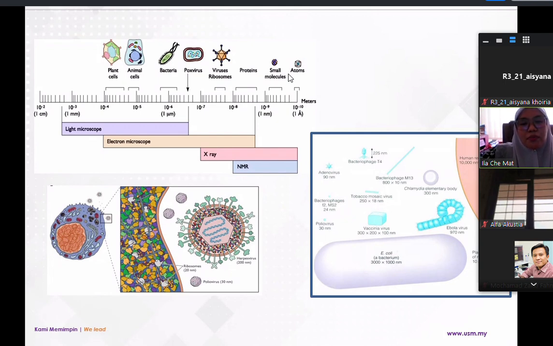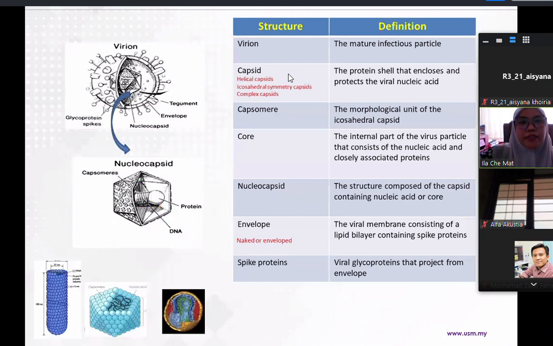You have to use an electron microscope to see the structure. Herpes virus, even here, is one of the biggest viruses, but again, it's very small if you compare it with the bacteria. So this is the structure of the component, the structure of the virus.